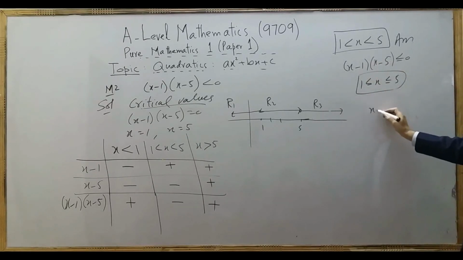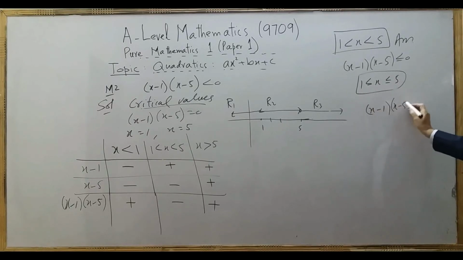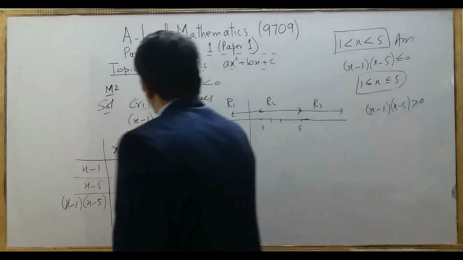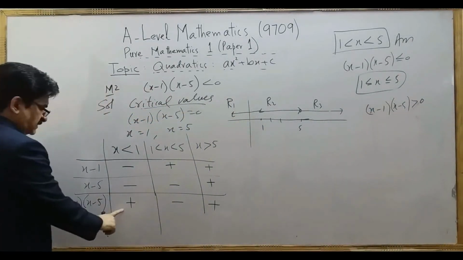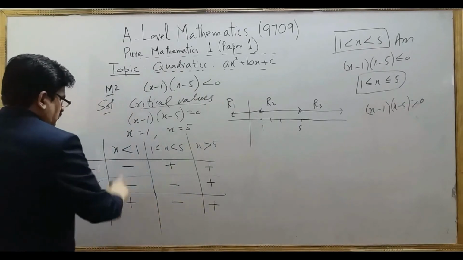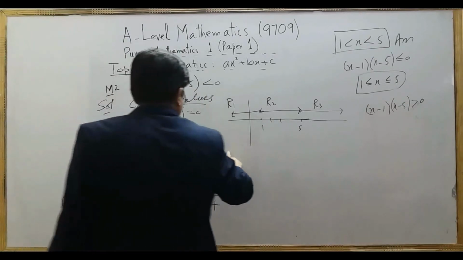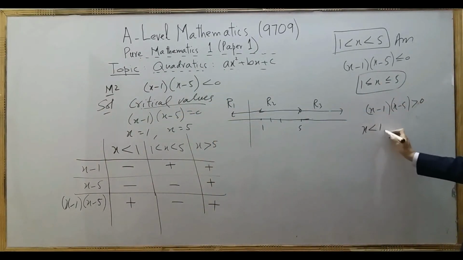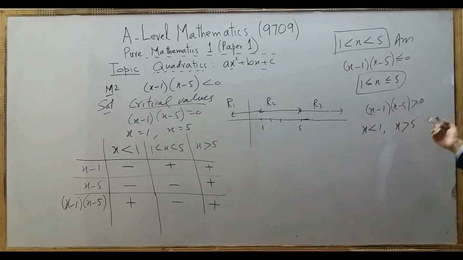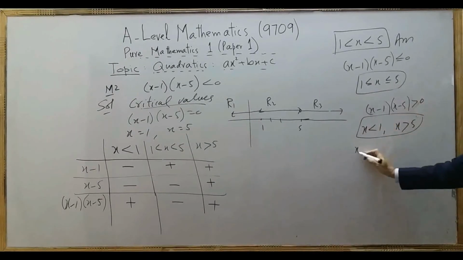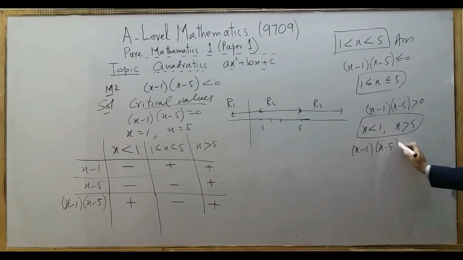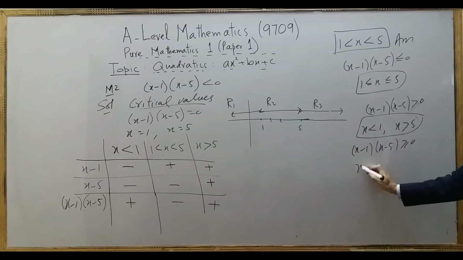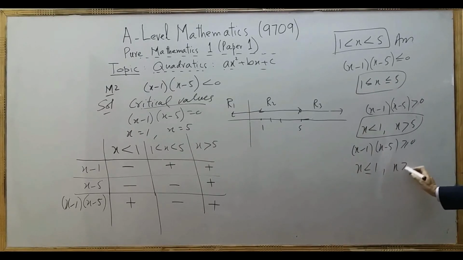Similarly, if you have the question x minus 1 into x minus 5 greater than 0, greater than 0 means positive. You are getting positive over here and over here. So when x is less than 1, it is positive. When x is greater than 5, this product is positive. So your answer is x less than 1 or x greater than 5; you can check by taking some values as well. Finally, if you have x minus 1 into x minus 5 greater than or equal to 0, you will write x less than or equal to 1 or x greater than or equal to 5, including the end values 1 and 5.